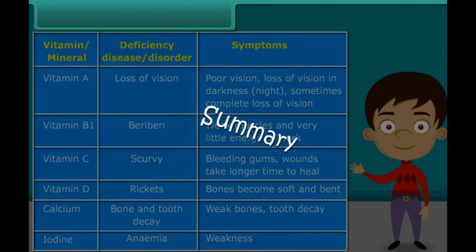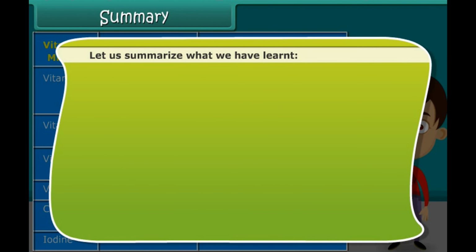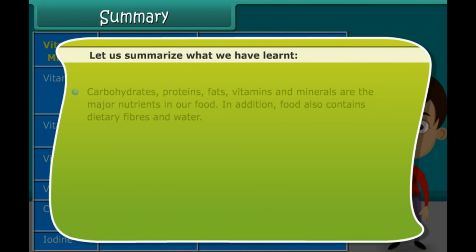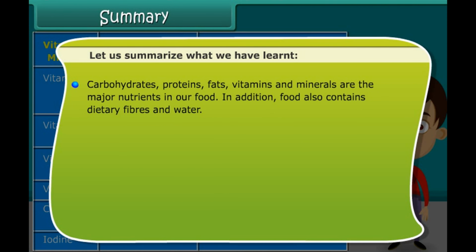Summary. Let us summarize what we have learned. Carbohydrates, proteins, fats, vitamins and minerals are the major nutrients in our food. In addition, food also contains dietary fibers and water.